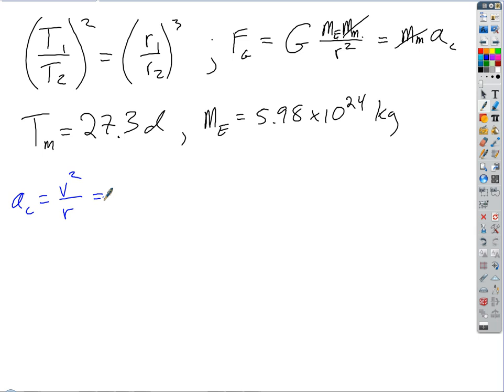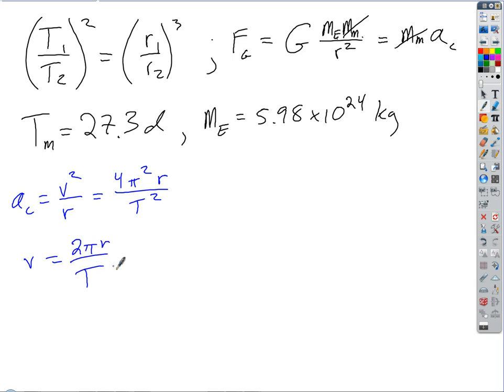Without looking, can anybody tell me what it is in terms of period and radius? 4 pi squared r over T squared. Okay, and then the other relationship is pretty handy. For uniform circular motion, if we want to know the relationship between speed, in this case orbital speed, period, and radius, just think of the definition of speed. It's distance over time, right? So speed would just equal, what's the distance going to be? 2 pi r over T.